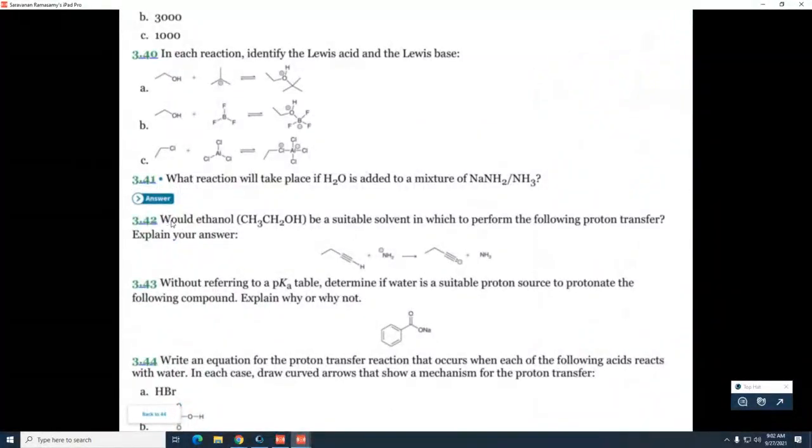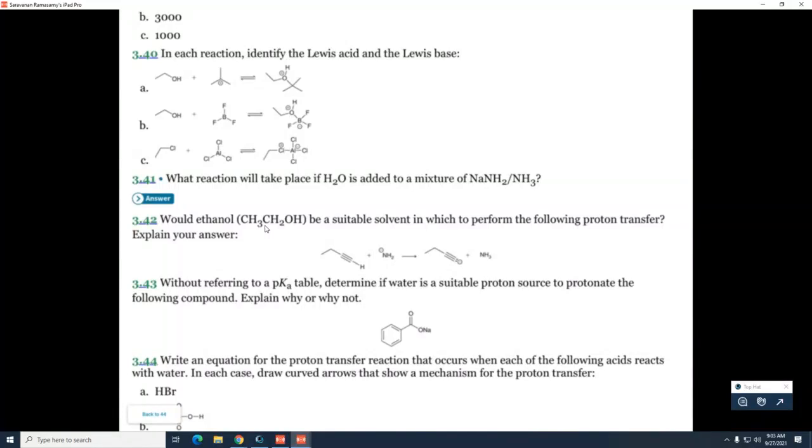So 3.42, here's a reaction. You go from an alkyne to alkyne anion, you see a base amide. And the question is asking, would ethanol be a suitable solvent? For this, take a minute to draw this reaction in your notebook. And you would use a pKa value of ethanol and acids in the reaction.